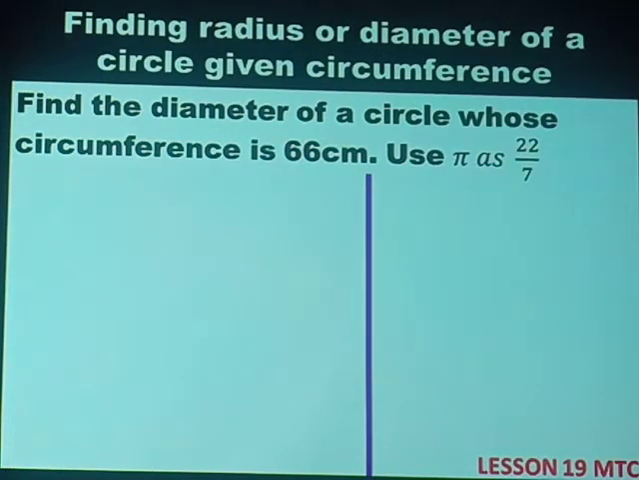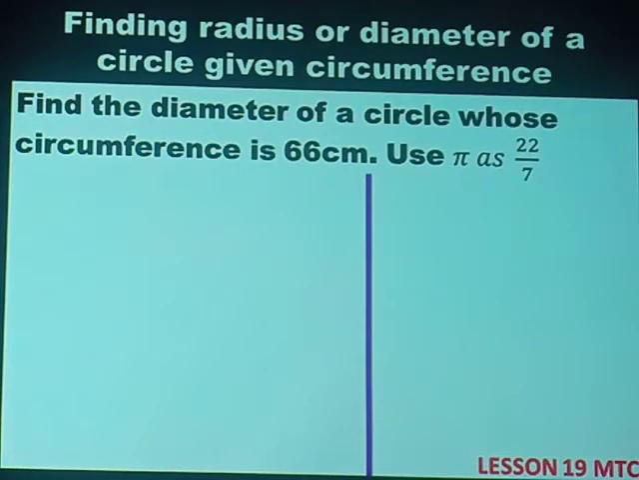Example 1. Find the diameter of a circle whose circumference is 66 centimeters. Use pi as 22 over 7. Find the diameter of a circle whose circumference is 66 centimeters. Use pi as 22 over 7.